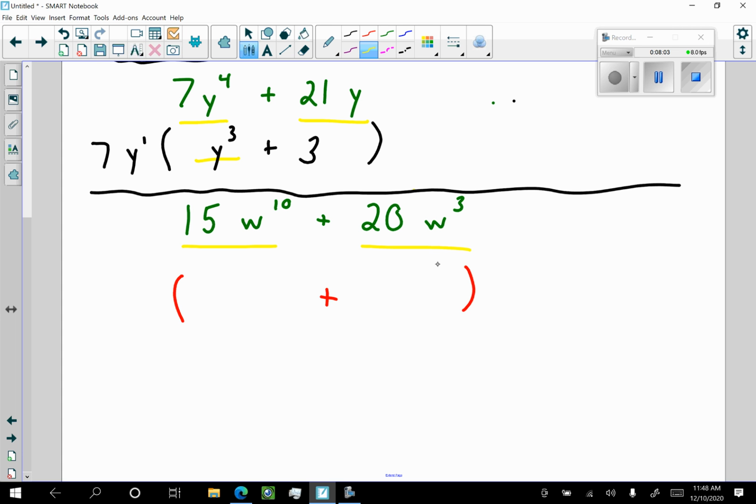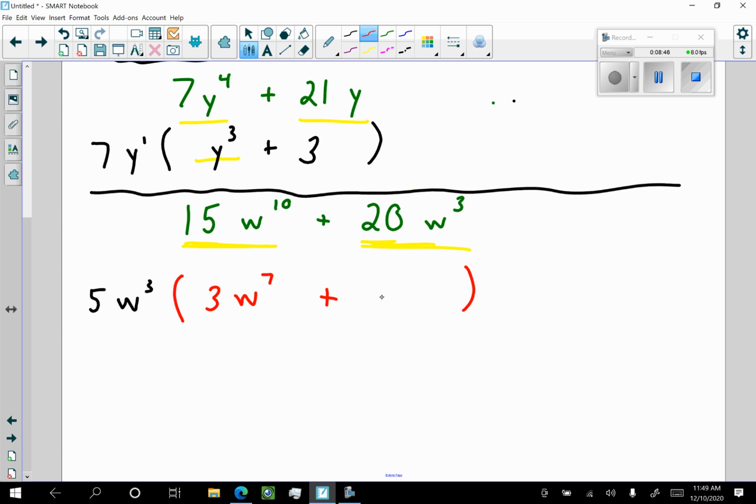So now I'm looking at 15 and 20. What's a common factor between those 2 terms? The greatest common factor, I believe, is going to be a 5. And then both of these terms have w cubed, so I think this is going to be the greatest common factor. And so now I simply ask myself a question: 5w cubed times what is 15w to the 10? 5 times 3, w to the 7. 5 times 3 is 15. w cubed times w to the 7 is w to the 10.